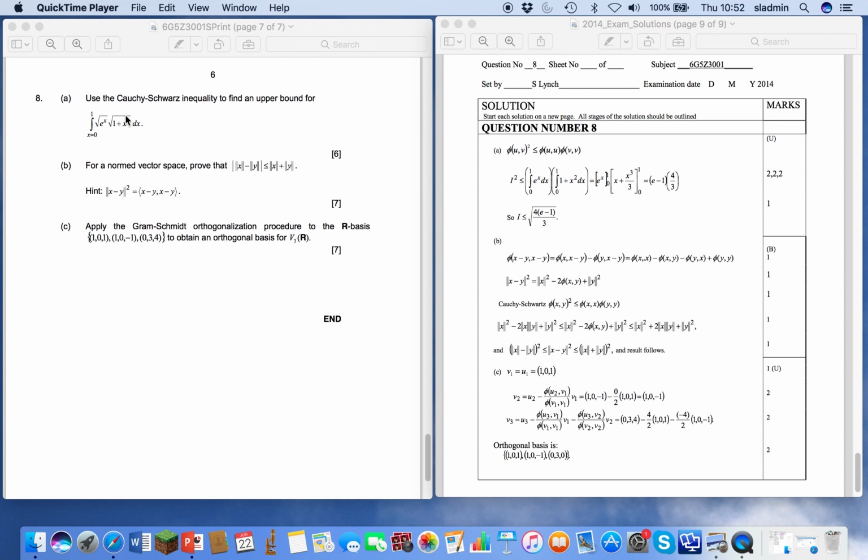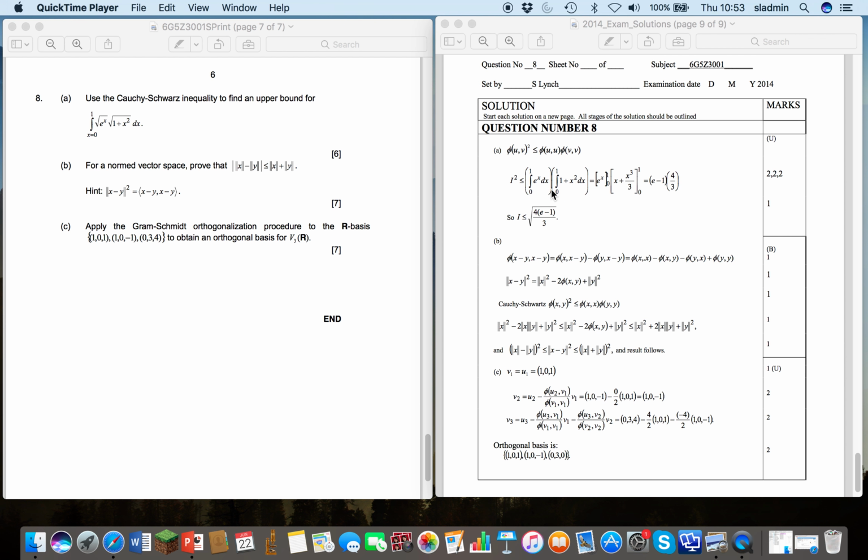So it's the square root of 1 plus x squared times the square root of 1 plus x squared, which gives us 1 plus x squared. So that's how we get rid of the square roots. So it's the inner product of u with itself, where u is e to the x, and the inner product of v with itself, where v is the square root of 1 plus x squared. So then these are just simple integrals. We evaluate these integrals. So I, in order to find an upper bound for I, you need to take the square root, and this is an upper bound for the integral.